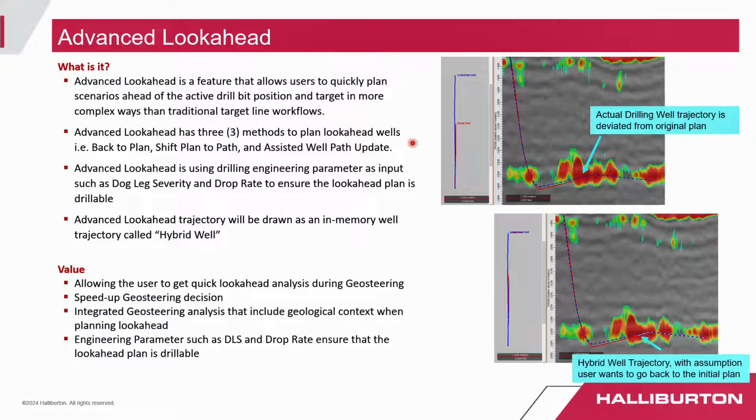The Advanced Look Ahead has 3 methods to plan look-ahead wells: back to plan, shift plan to path, and assisted well path update. Advanced Look Ahead uses drilling engineering parameters as input, such as dog leg severity and drop rate, to ensure the look-ahead plan is drillable. The Advanced Look Ahead trajectory will be drawn as an in-memory well trajectory called hybrid well.